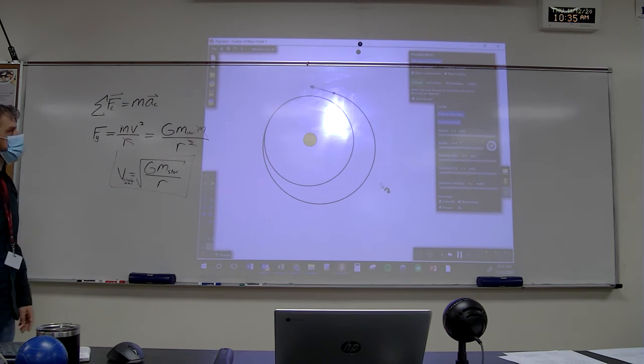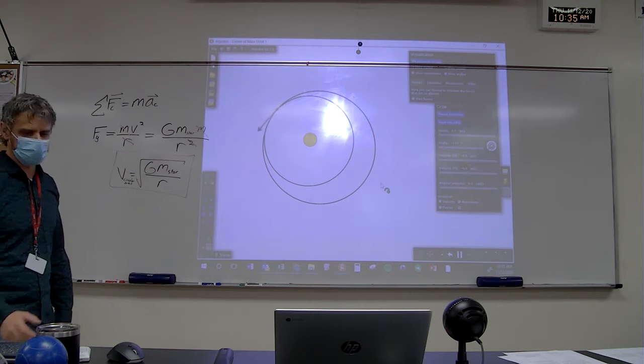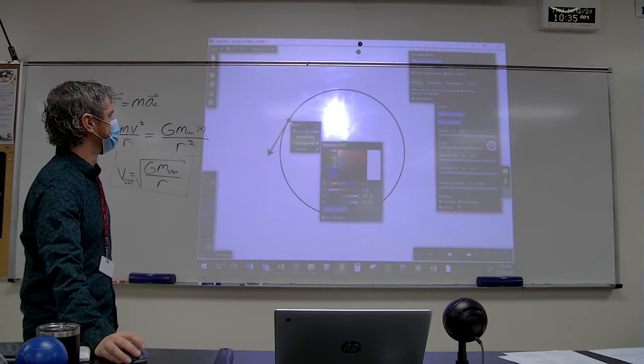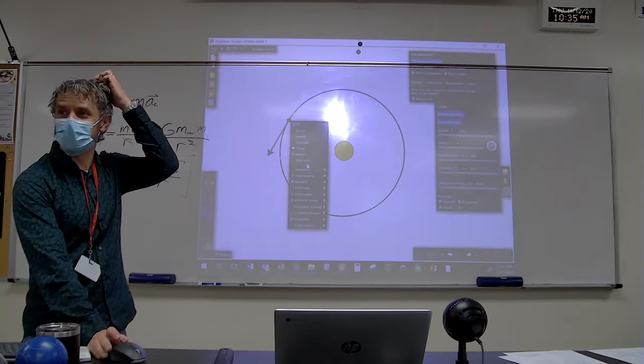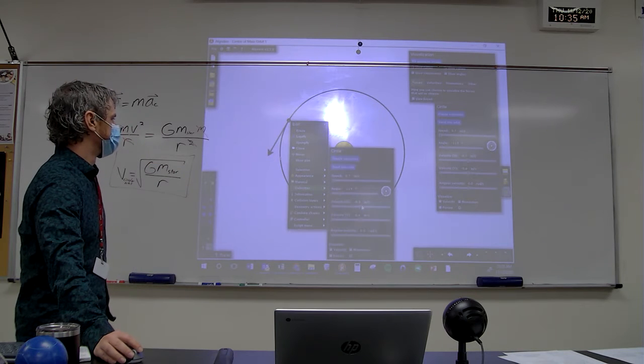That's crazy how small the changes are. But if you go too fast, it will shoot off, reaching what we call escape velocity, which we'll talk about at the end of mechanics. Make the velocity 3.2.